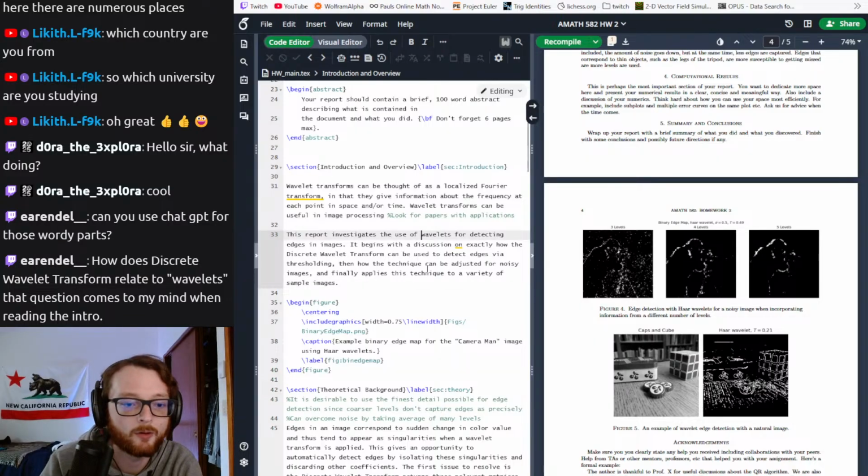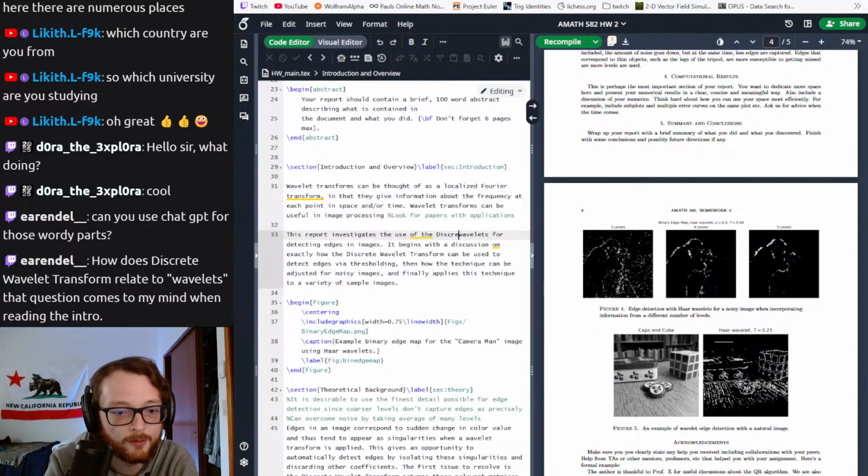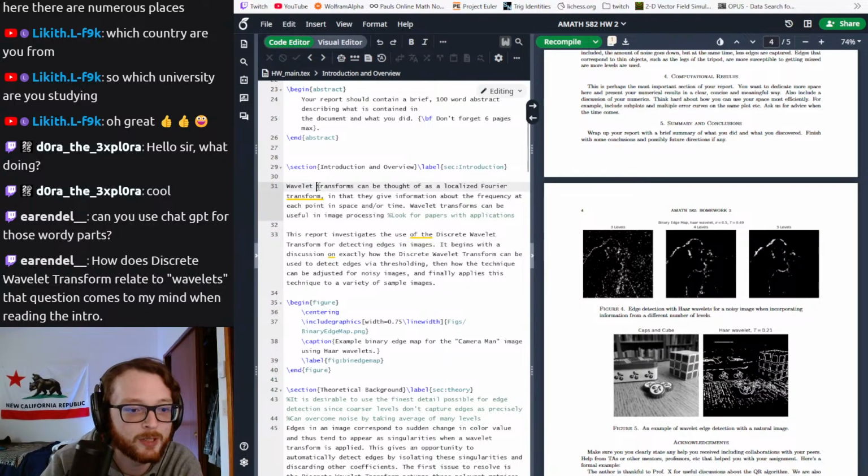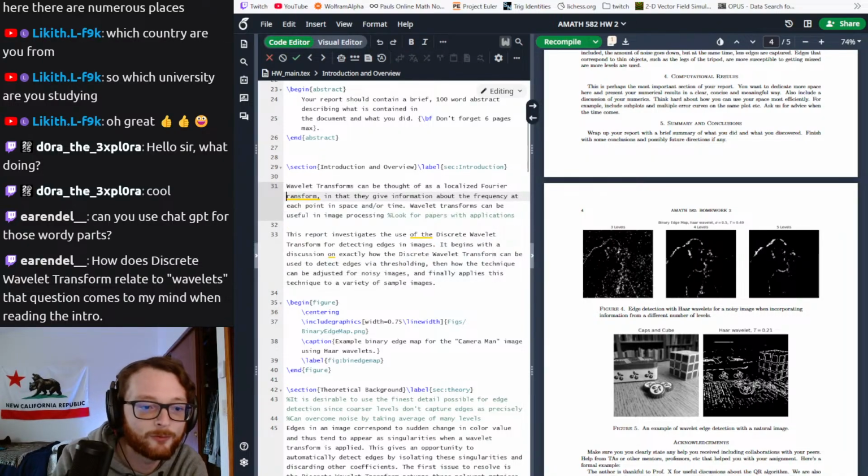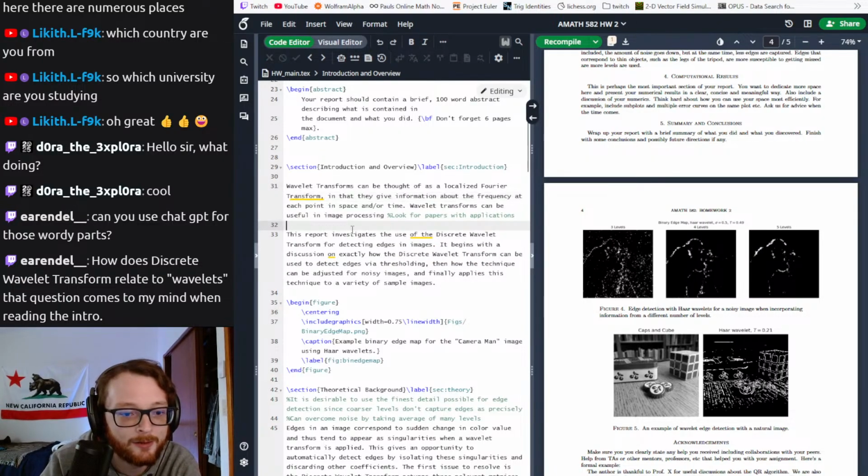Okay, maybe okay. This isn't really addressing the question, but I'm out. I'll narrow down the discussion by saying this report investigates the use of the discrete wavelet transform. And maybe I should just capitalize all my T's and transforms. This is way less important than I'm making it.